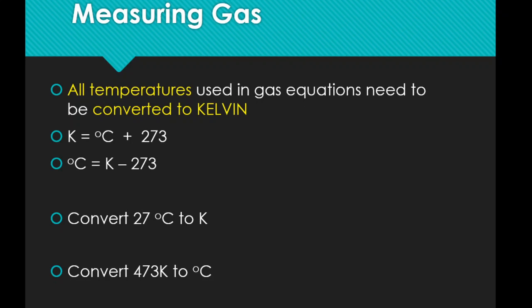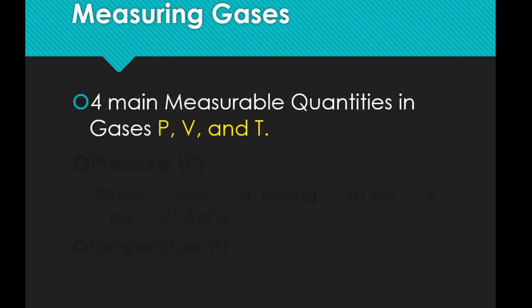Okay, so hopefully you worked this out. You should have gotten that 27 degrees Celsius equals 300 Kelvin. So it's 273 plus 27. And then 473 Kelvin to Celsius is actually 200 degrees Celsius. So it's 473 minus 273. All right, so that's just a little practice. We'll do it a few more times, okay?